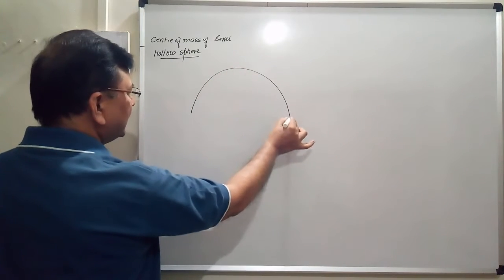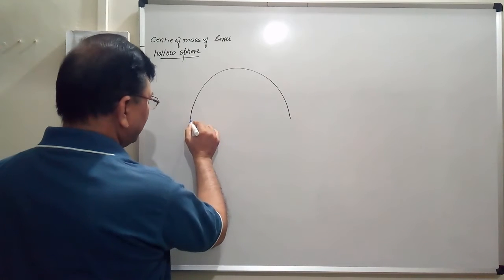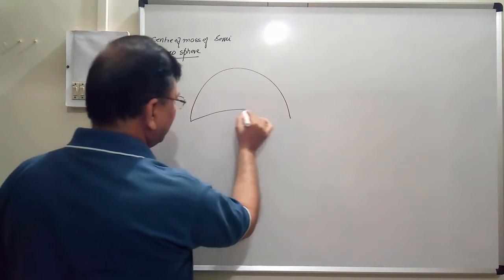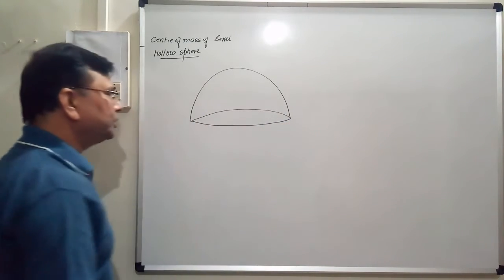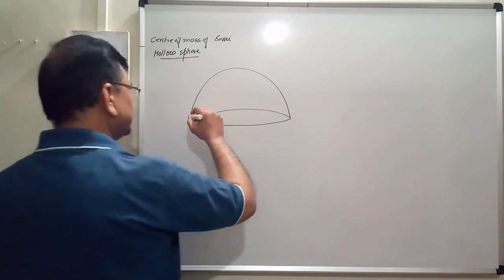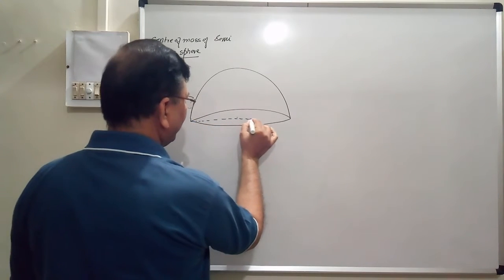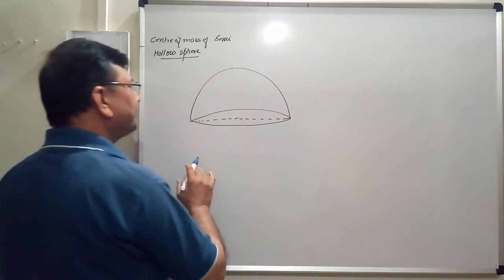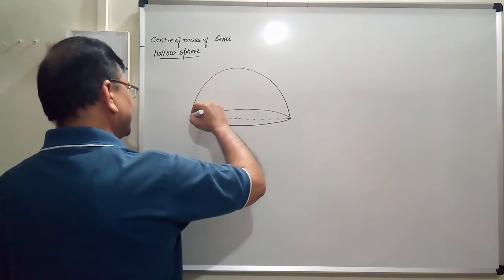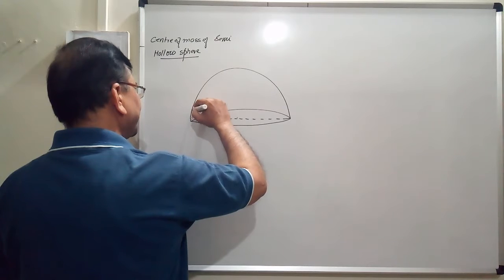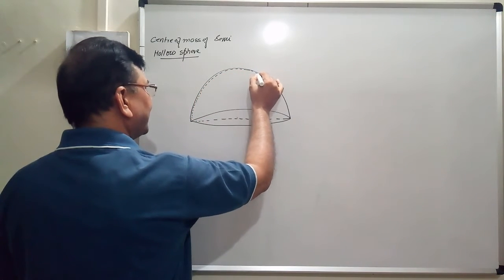So, this is a hollow sphere. In fact, it has got some thickness. And we have to find the center of mass of this hollow sphere. For a hollow sphere, we can show it by a dotted line. This is the hollow sphere.